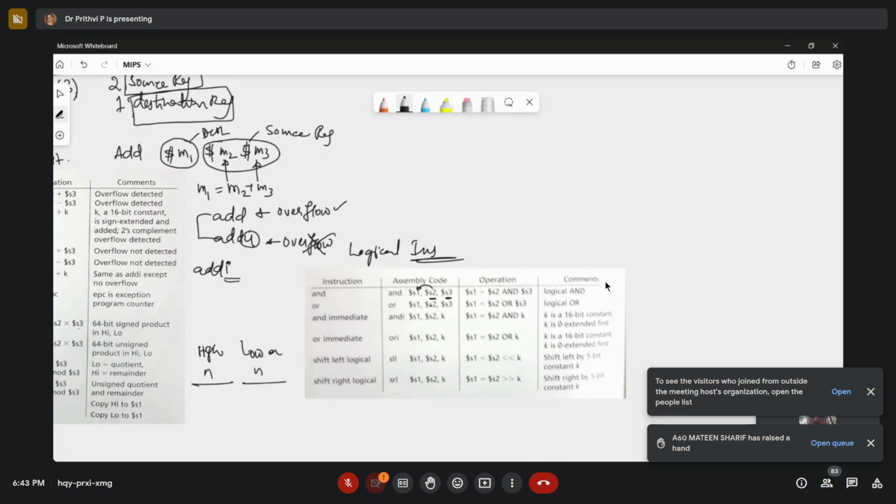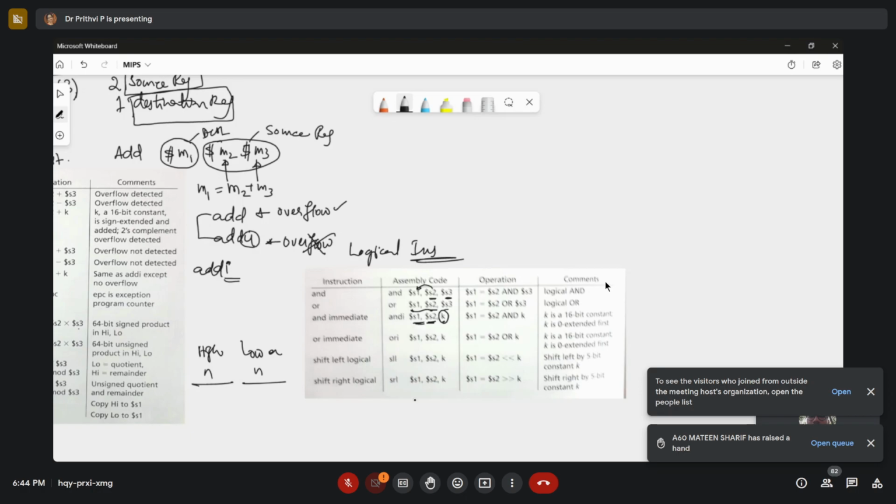And the OR operation, the same thing. The contents of these two will be ORed and stored onto S1. Now for the immediate version, the content of S2 will be ANDed with the k value. K is a constant value. K is extended with 0 first, and then it is combined with the content of your S2 location, then stored onto S1.